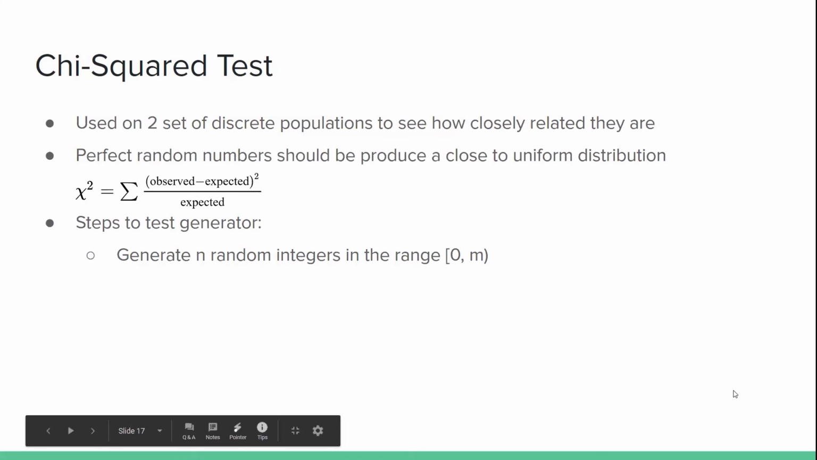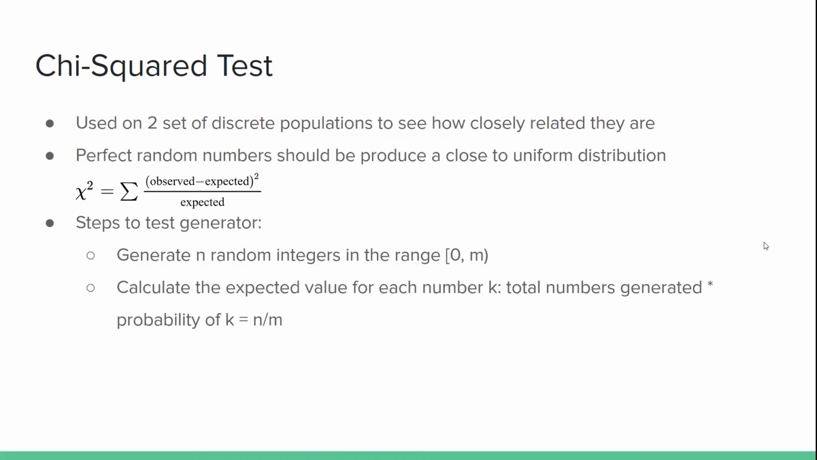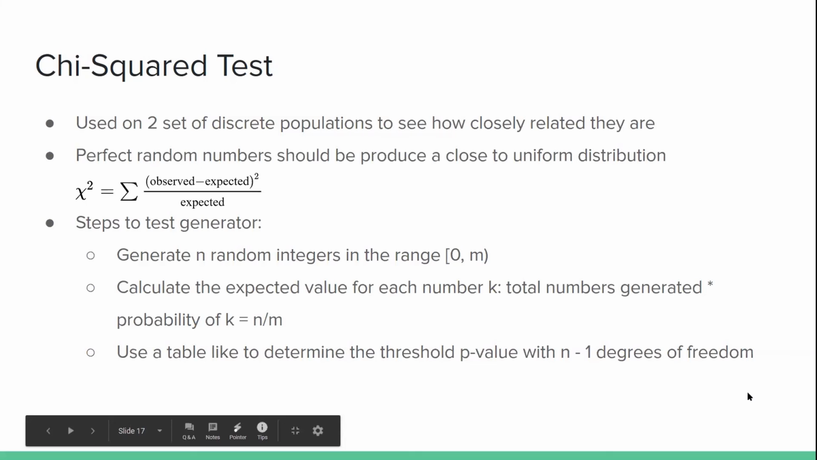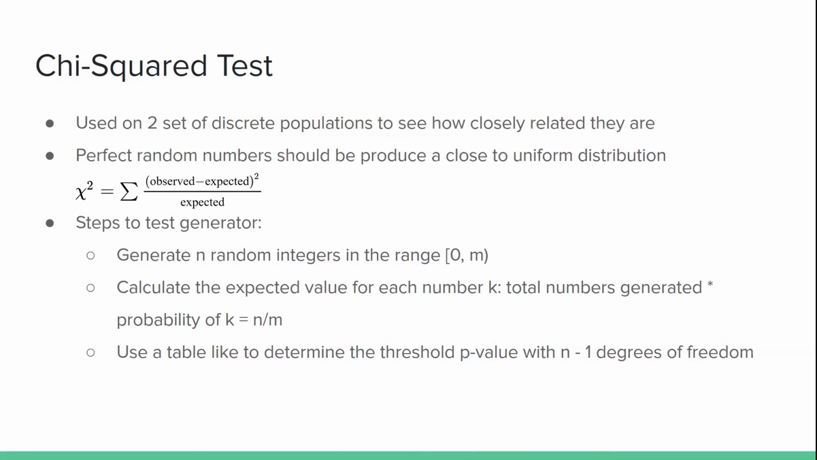Okay, so first, step one, you generate a large amount of random integers within the range 0 to m. And then you can calculate the expected value for each number. And in our case, it would be the total amount of numbers generated divided by the range in which you generated the numbers in. And you will fill in the expected in the equation with that. And using that equation from above, you can then determine the chi-squared value. And with the chi-squared value, you'll be able to determine the p-value with the degrees of freedom being n minus 1, and n being the total amount of numbers you generated.